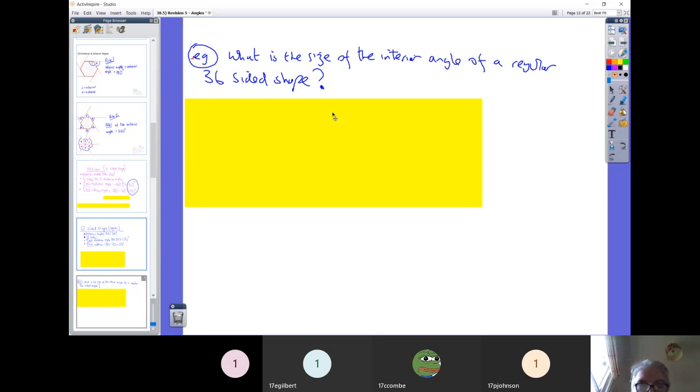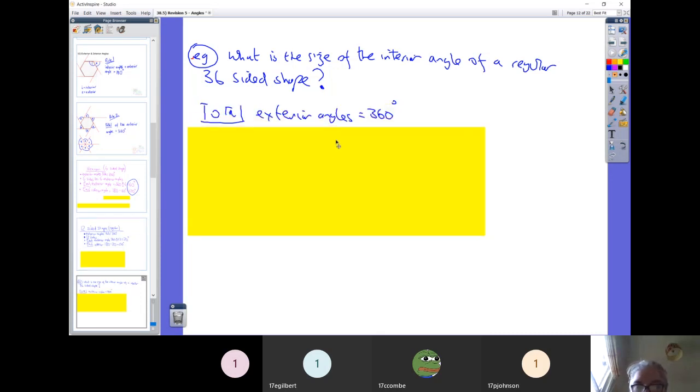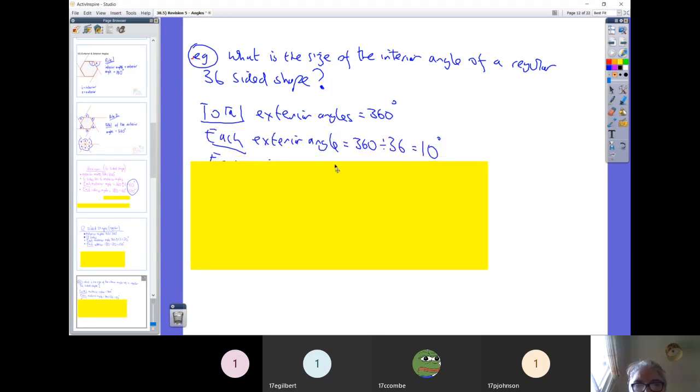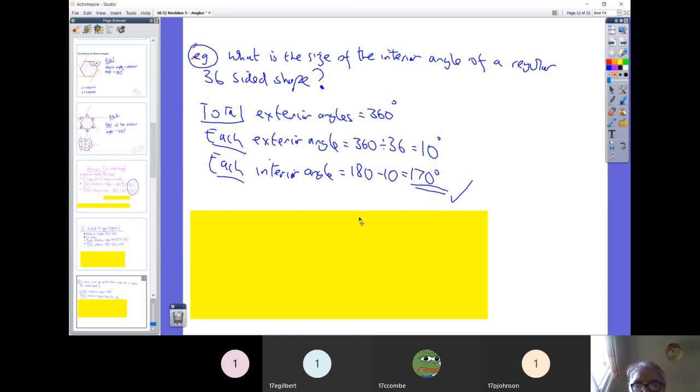Okay, so as always, for a regular shape, the exterior angles add up to 360. Because it's got 36 sides, it's going to have 36 exterior angles. So each of them must be 360 divided by 36, which is 10. Now that's the angle on the outside, that's the exterior angle. So the interior one must be 180, take away 10, which is 170.